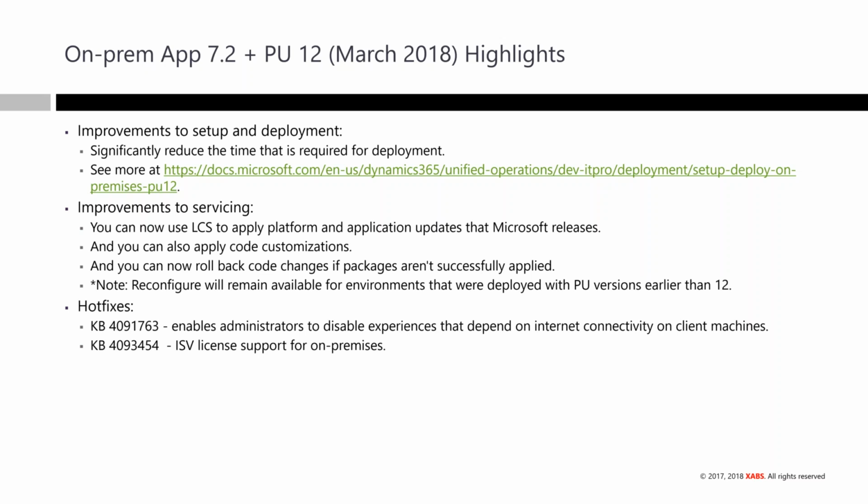There are some important hot fixes available already for on-prem, and they are listed here. One enables administrators to disable experiences that depend on internet connectivity on client machines. There are a couple of things that require the client to be connected to the internet, and people who are doing on-prem might have a closed system, and therefore that was creating issues. So you have the possibility to disable that so that you don't have those issues.